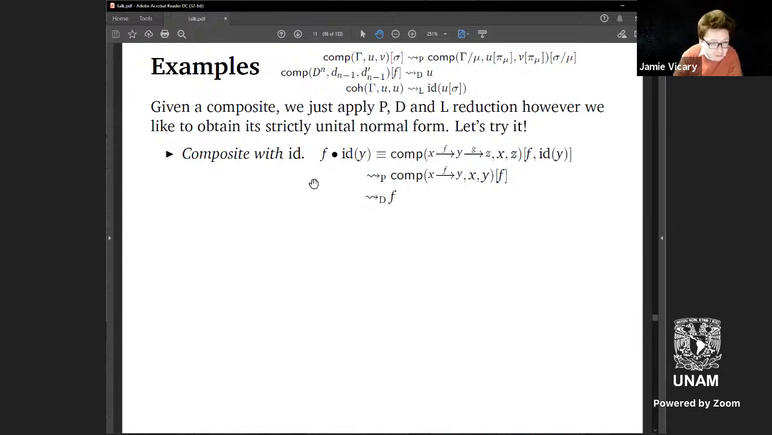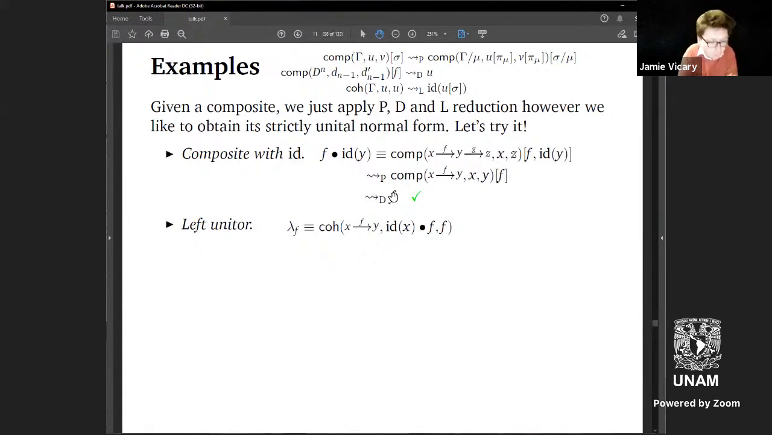Fantastic. So the idea is that to work in a strictly unital setting, if any two composites are related by this simplification strategy, we're going to treat them as identical. We're going to quotient by this notion of simplification. So in other words, after this quotient, F composed with the identity on Y will literally be the same morphism as F. That's exactly what we want. That's what we mean by being strictly unital. Tick.